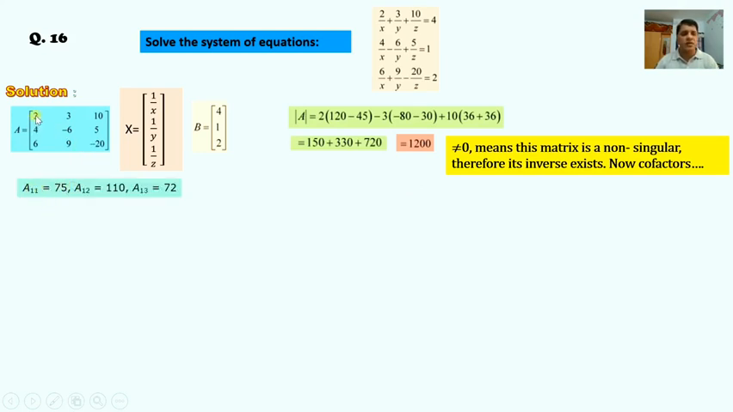So A11, this position: minus, minus, plus 120, minus 45, 75. A12 is this one, negative times, so minus 110, and because of that minus, this becomes positive. A13 is this one, so leaving this, 9 4s are 36, plus 36, 72.